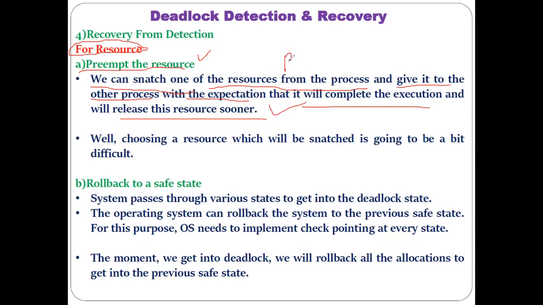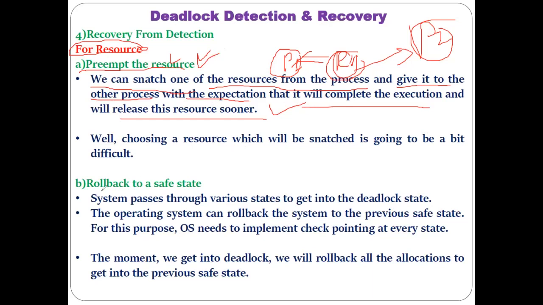For example, there is a process P1 to which resource R1 is allocated, and there is another process P2 which requires that resource R1. Preempting the resource takes R1 forcefully from P1 and gives it to P2. That is one way of recovering from the deadlock. Here it is difficult to decide which resource to choose while forcefully taking it from a process, but preempting the resource can give us the solution for recovery from the deadlock.